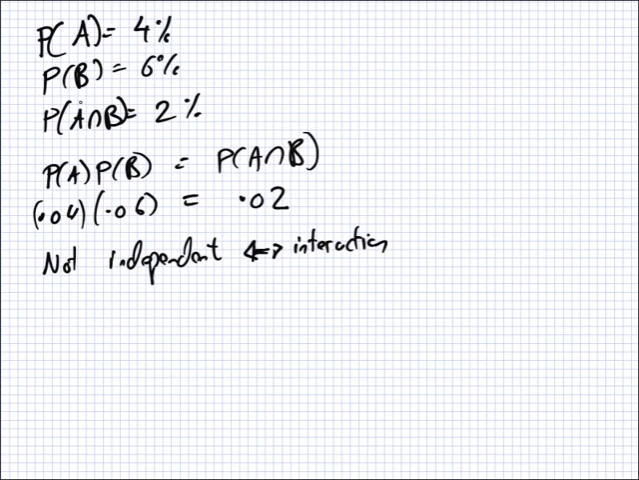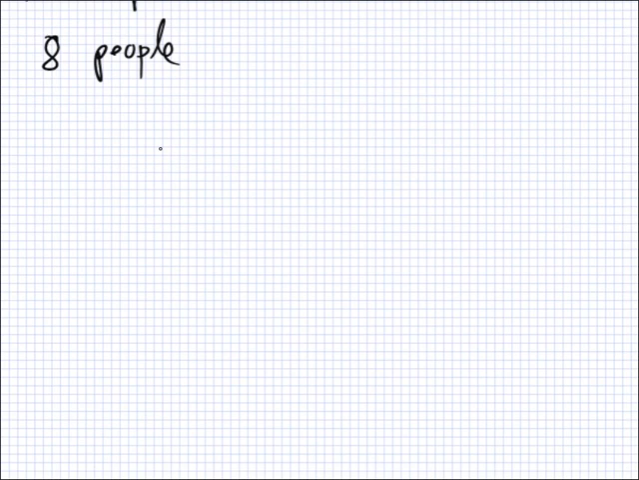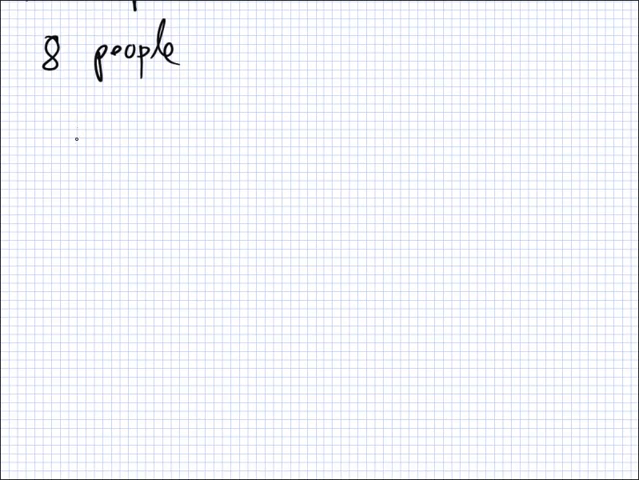Okay, so let me give you another example here. Let's say you have 8 people. Can I scroll down? And you ask each person what day of the week they'll have their birthday on. So maybe the first person says, I'll have my birthday on a Monday. And maybe the next person says they'll have their birthday this year on a Wednesday.